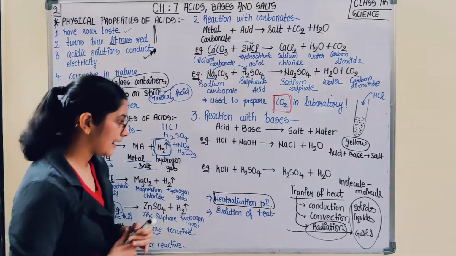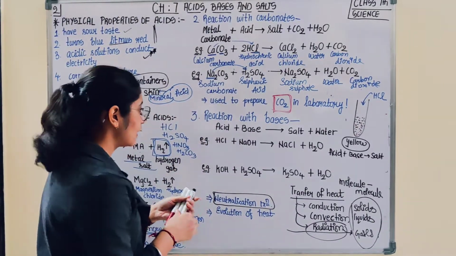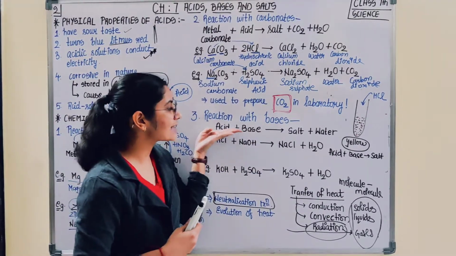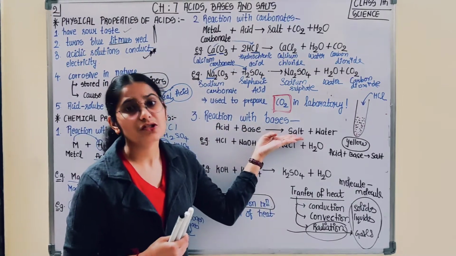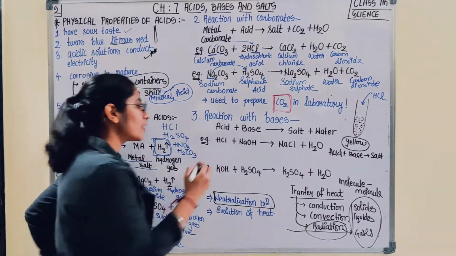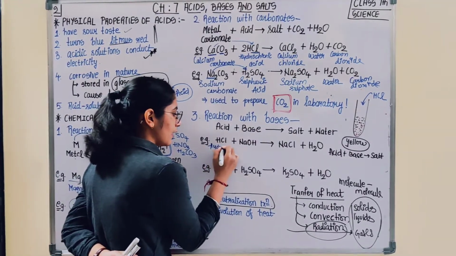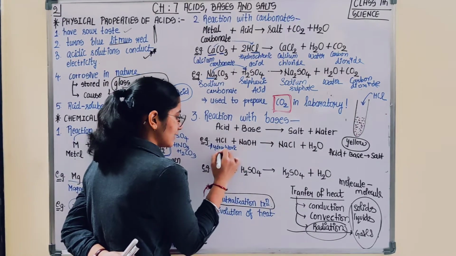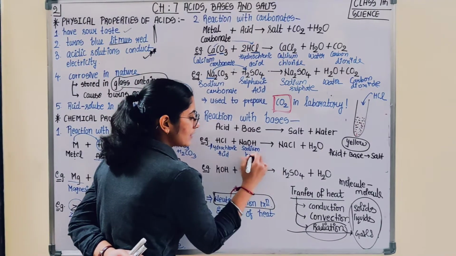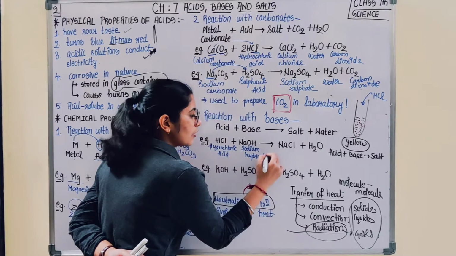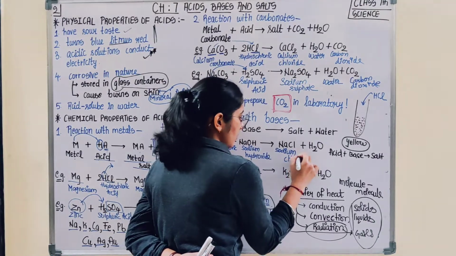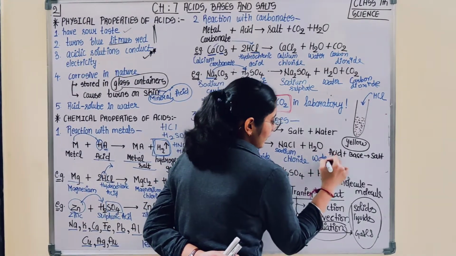So what this means is that when you would be adding acid to base or base to acid, whatever, when you make this acid react with base, you would be getting salt along with water. So here the example is given: hydrochloric acid reacts with sodium hydroxide to form sodium chloride, and sodium chloride is nothing but salt, along with water.